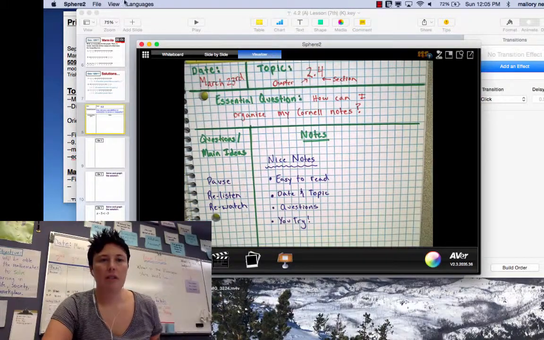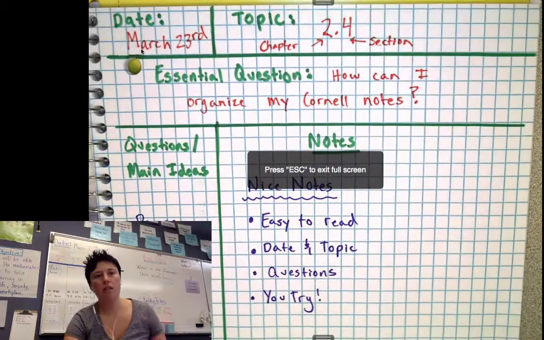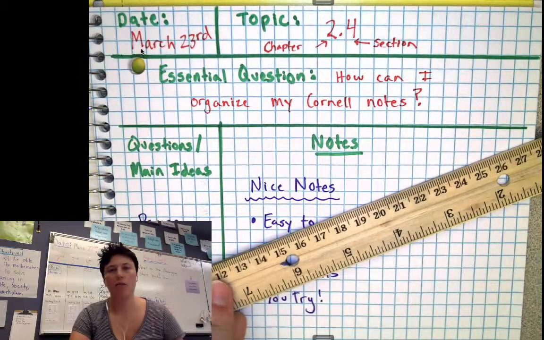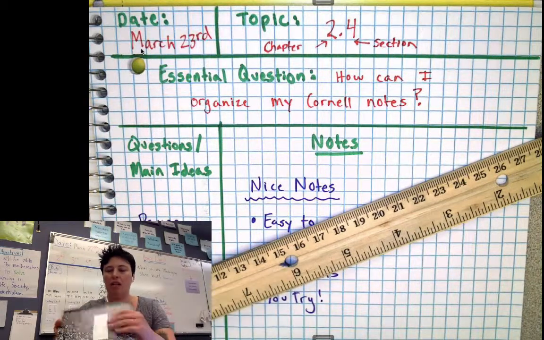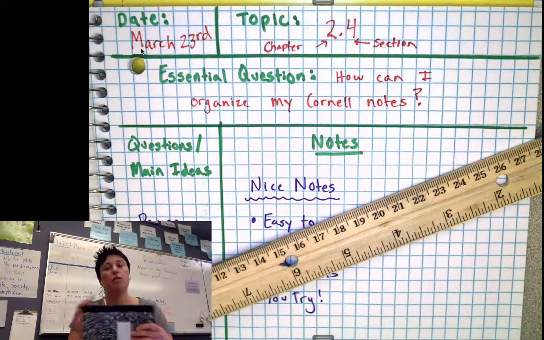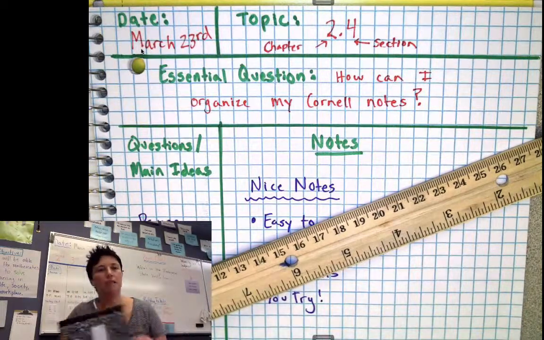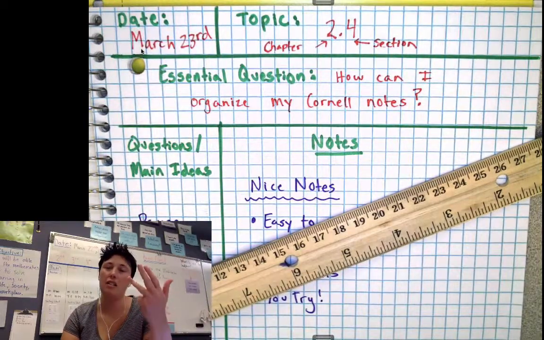So just a quick summary here. We want to make good organized notes, and if you need to use a ruler to draw your lines, that's cool. You can use a ruler, a straight edge, a binder edge, a book edge. Even the edge of this would work as a ruler. So just find something straight so that you don't have these wobbly, messy lines. Make sure you have the date, the topic, the essential question, the main ideas, and then the notes.